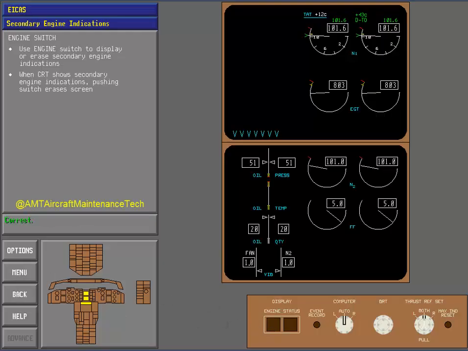Correct. When the CRT is blank, or if it shows status information, pushing the engine switch causes the secondary engine indications to appear on the screen. You have completed this section. Touch Advance to continue to the next section.